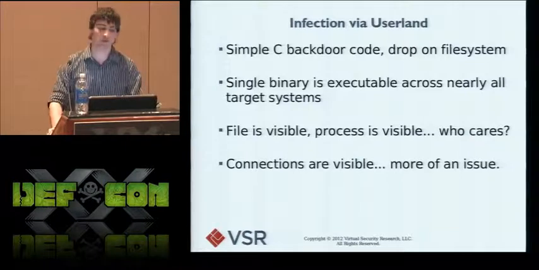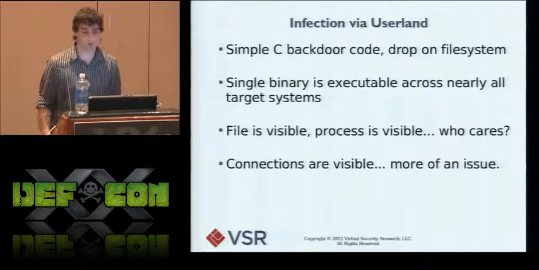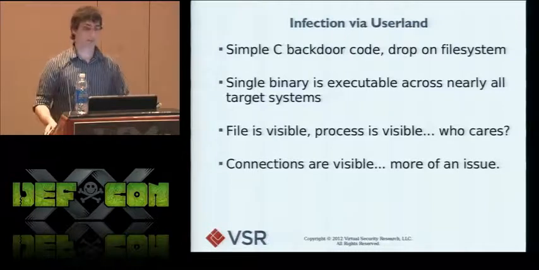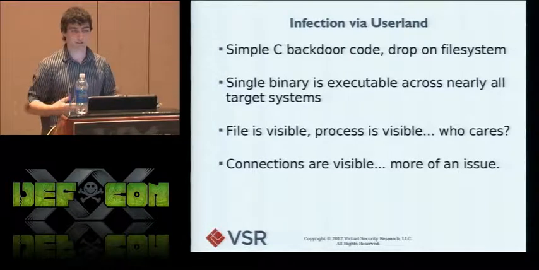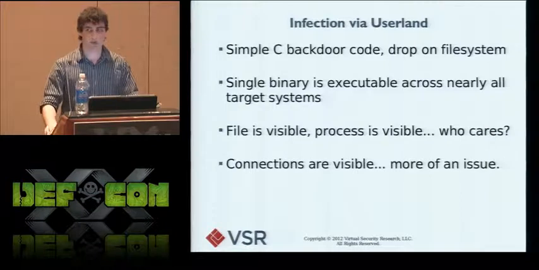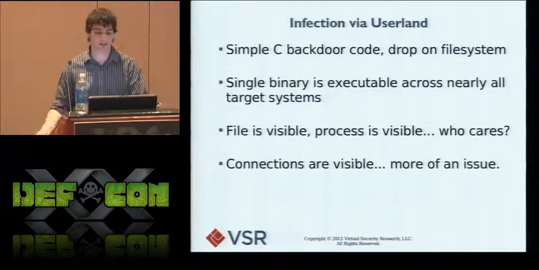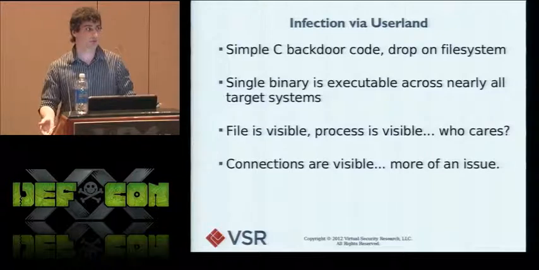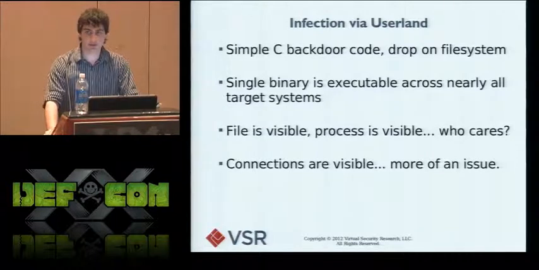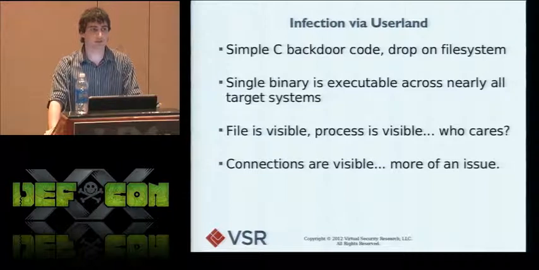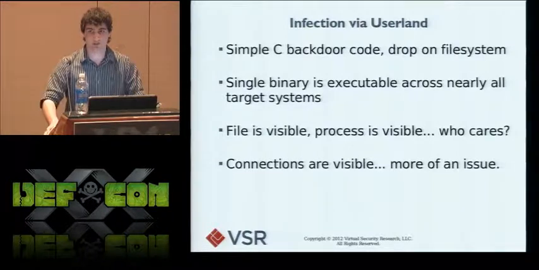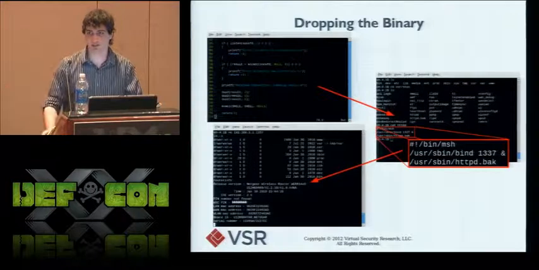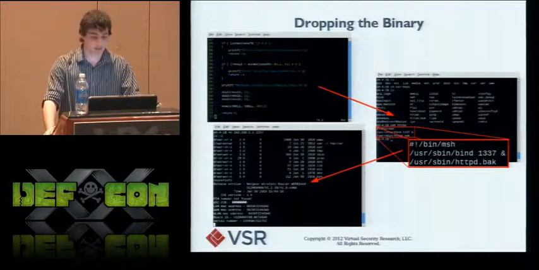So just looking at userland, it's very simple. Just do a quick backdoor code in C, drop it on the file system. Again, you have the same one binary which is executable across nearly every device. You have the file, but you have a problem. The file is visible, the process is visible, but honestly, who cares? No one's going to see the file system, no one's going to see the process list unless you solder into the pads, which at that point is probably sitting in an FBI office on some forensic person's desk.